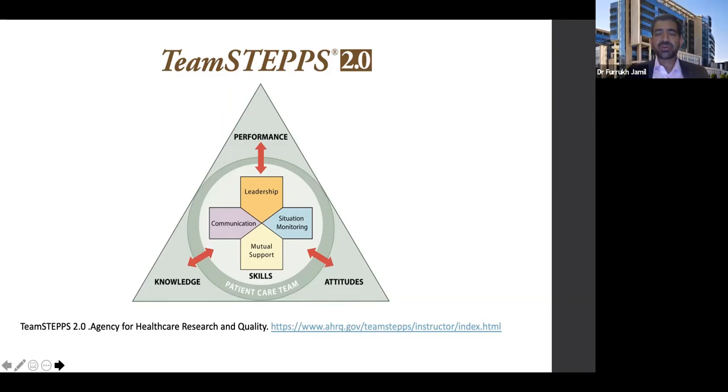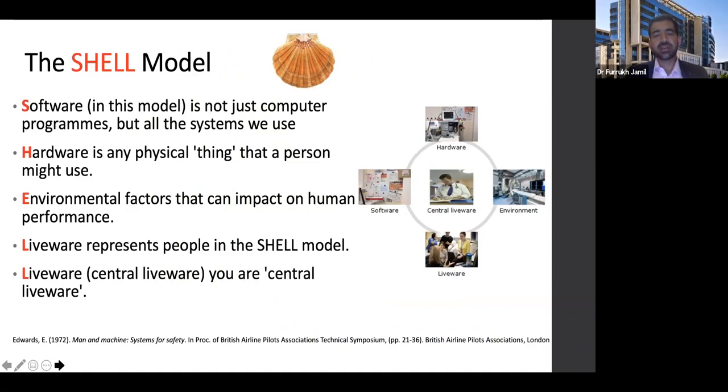So before I go into detail on TeamSTEPPS, I will introduce the other model which we will discuss in today's session, which is the SHELL model. And you'll be surprised, again, it's another model which came from the airline industry. The British Airline Pilots Association introduced this model a little while ago, and I was quite surprised, 1972, man and machine. I quite like this model because if you join these two models, it gives you a very good bird's eye view of the human factors, covering all their aspects. So let's have a look at SHELL first.